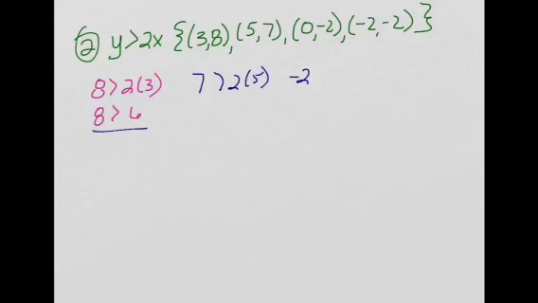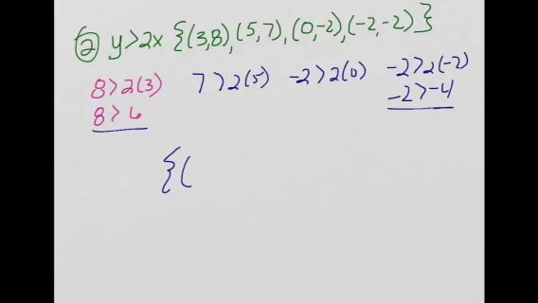Negative 2 is greater than 2 times 0. Negative 2 is not greater than 0. Negative 2 is greater than 2 times negative 2. Negative 2 is greater than negative 4. So that one works. So our solution set is going to be 3, 8, and negative 2, negative 2.